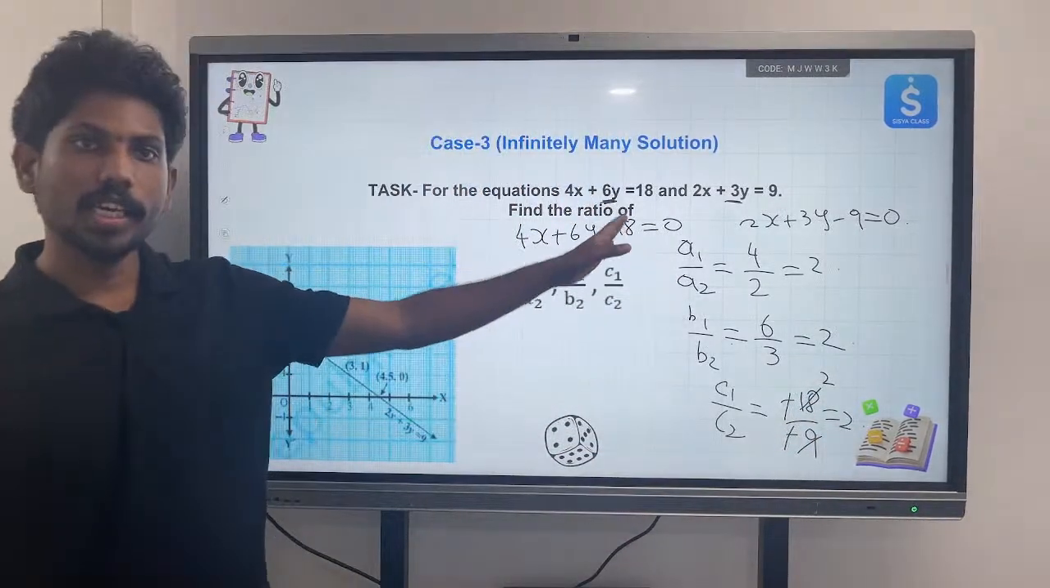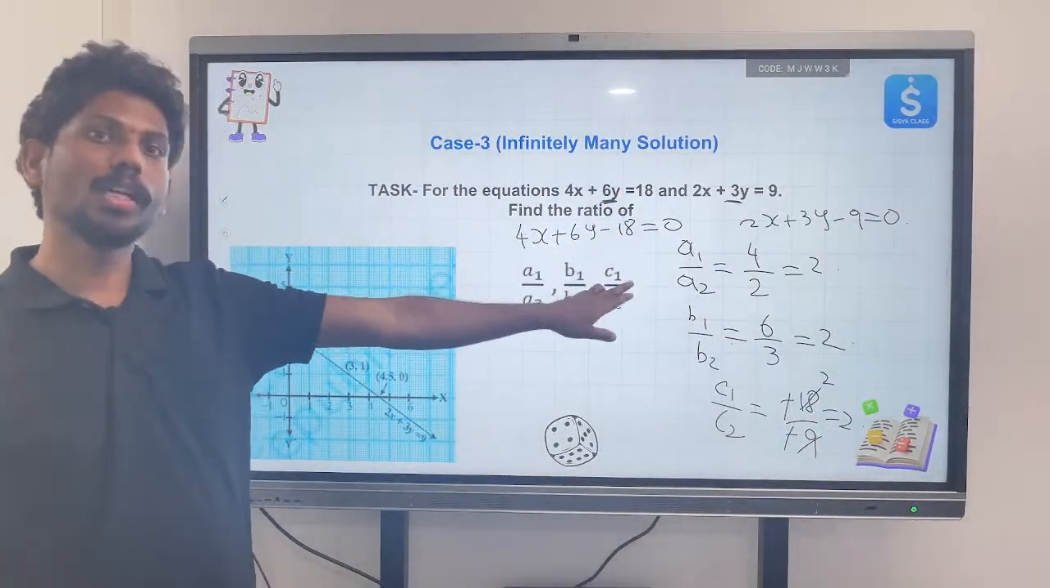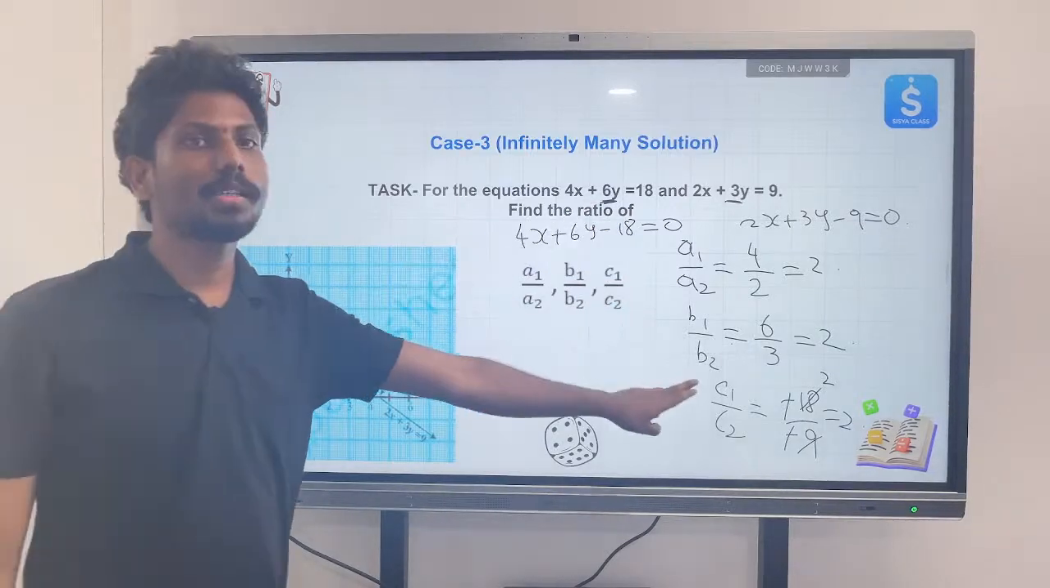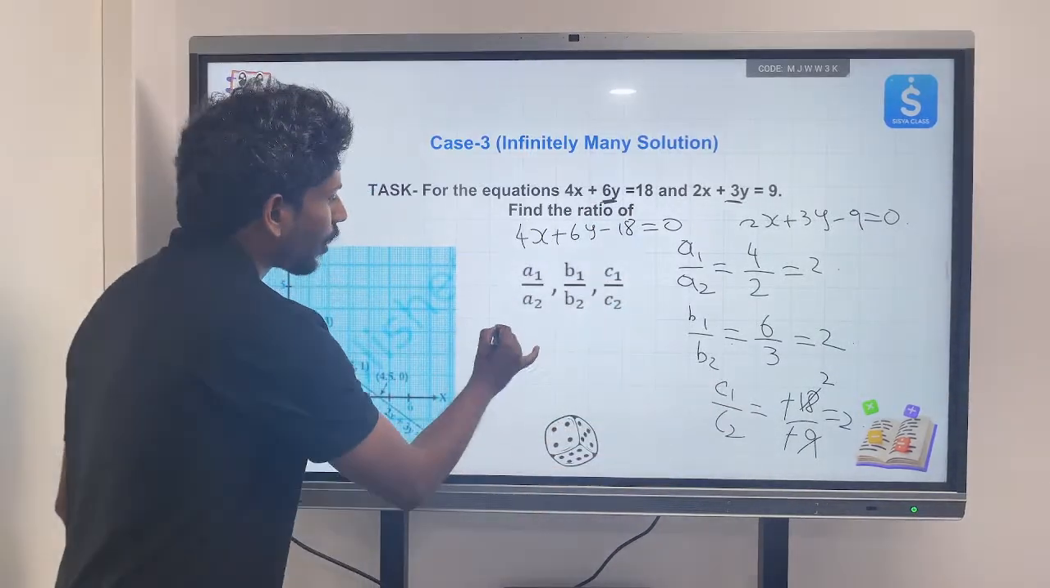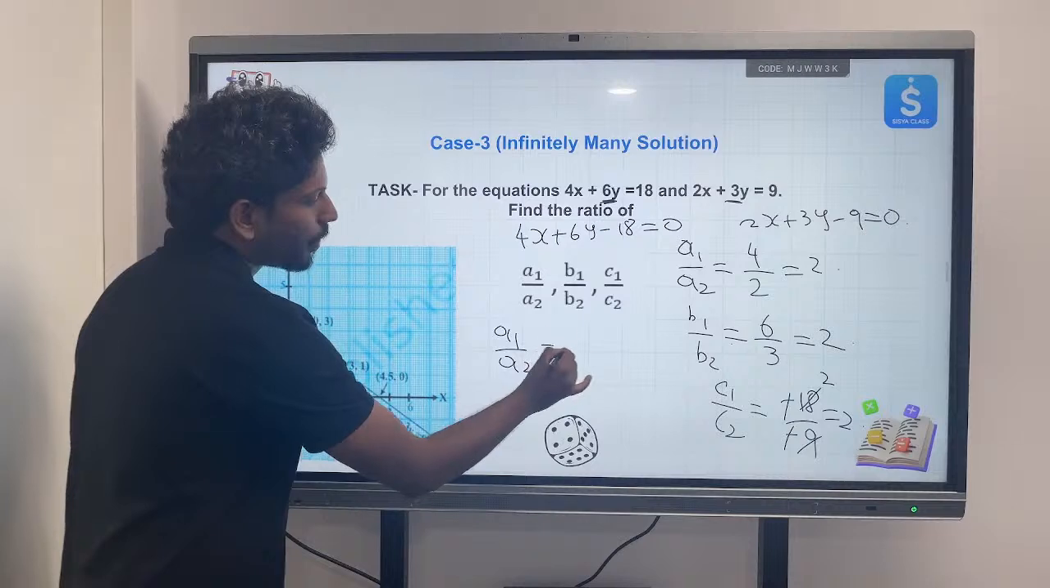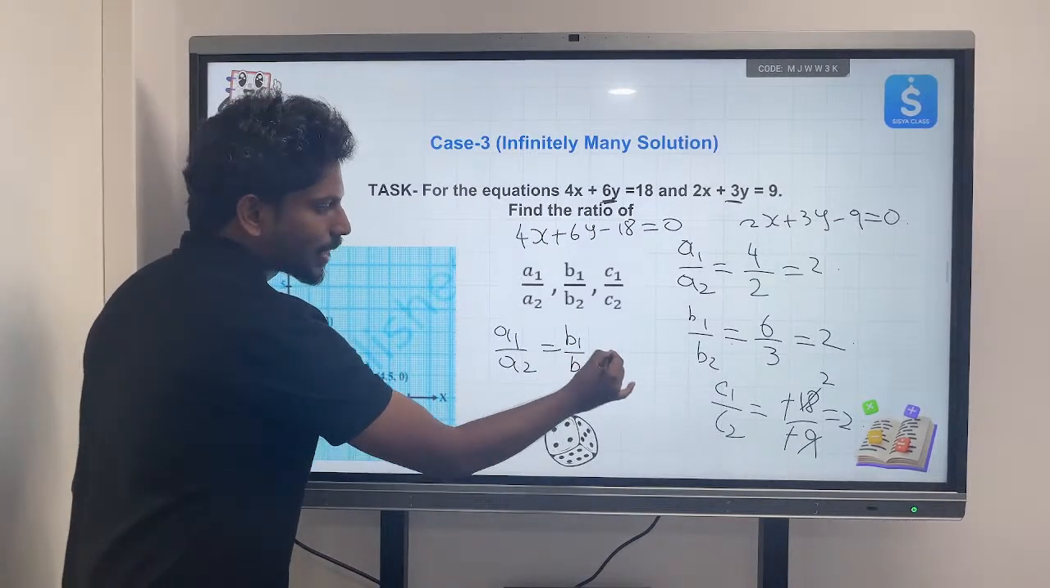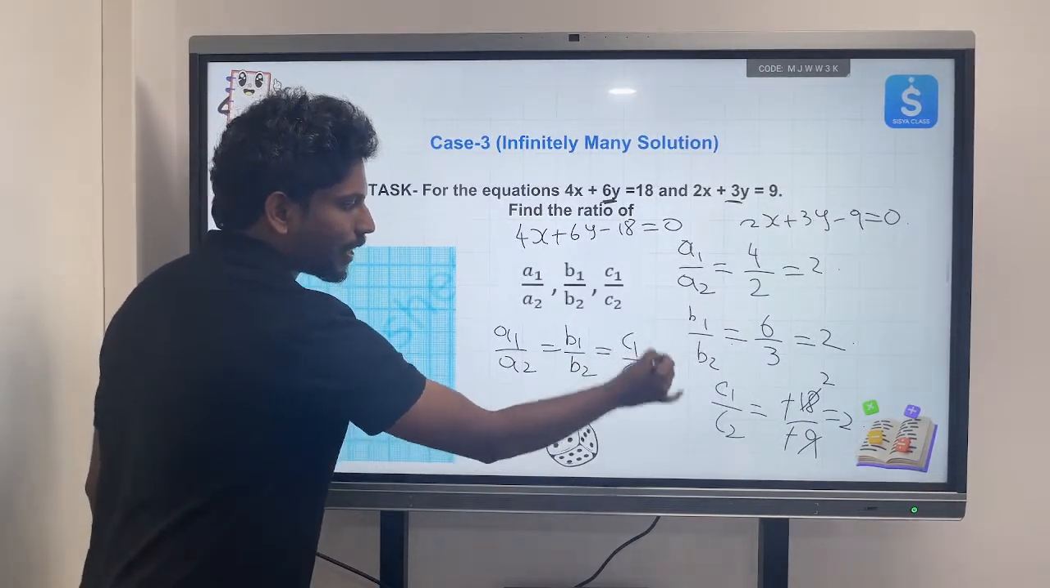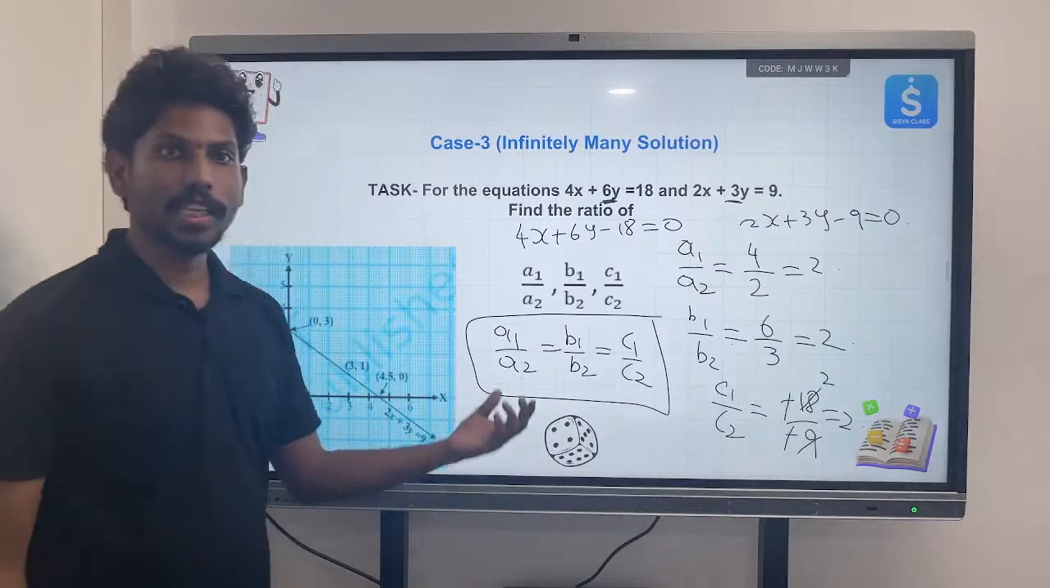So, if you see here, a1 by a2 is equal to b1 by b2. Again, it is equal to c1 by c2. So, what is the relation? a1 by a2, is it equal to b1 by b2? Yes. Is it equal to c1 by c2? Yes. So, can you see here all the three ratios are equal?